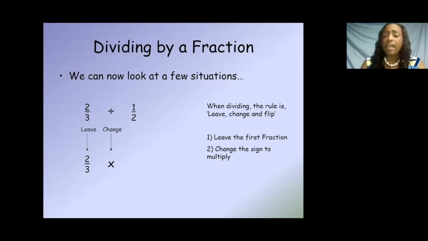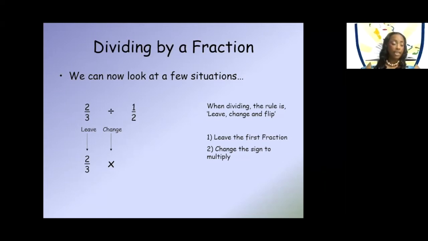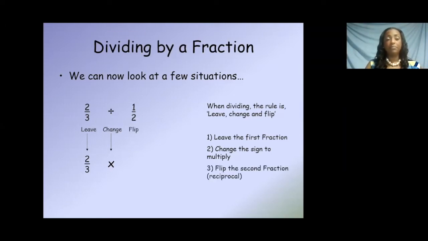What do we do with the second part of our fraction? Yes, we want to find the reciprocal. And remember, the reciprocal is simply the denominator and the numerator switching places. In other words, you want to put 2/1 in this case. So again, you want to leave, change, flip.